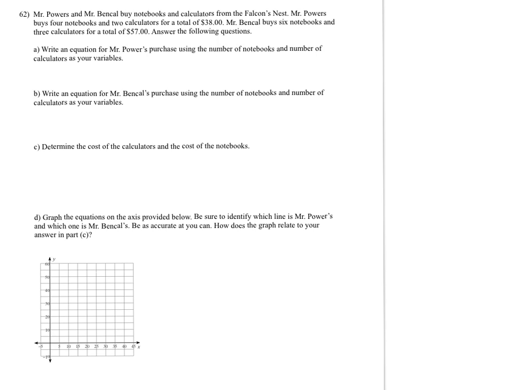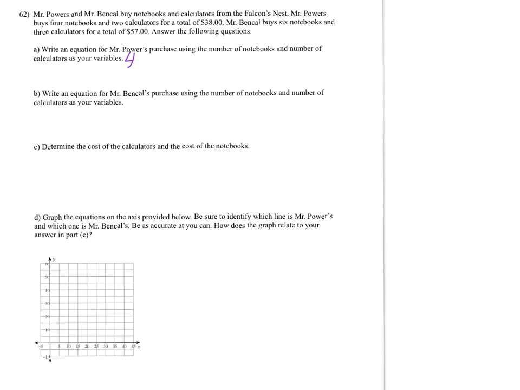Here we go, Mr. Powers. Mr. Bankell buying notebooks and calculators. Mr. Powers buys 4 notebooks and 2 calculators, and total of 38. This sounds like a system of equations problem. I wonder if it is.